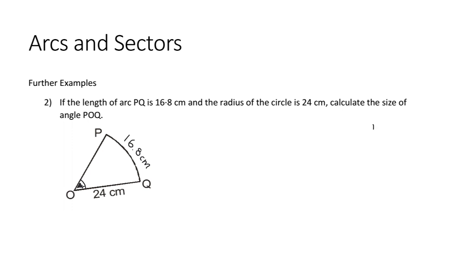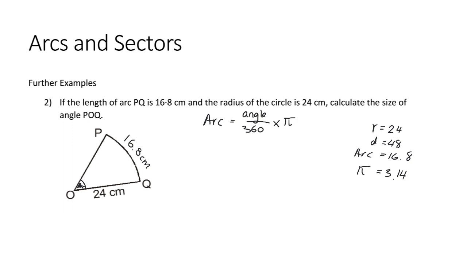I'm going to still write my list at the side. So my radius is 24 and my diameter is 48. I don't have my angle, but I do have my arc, which is 16.8, and pi is still 3.14. And I'm going to start the exact same as usual. I'm going to put in my formula as I know it. So my arc is equal to the angle over 360 multiplied by pi d.